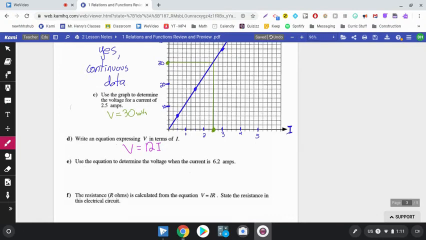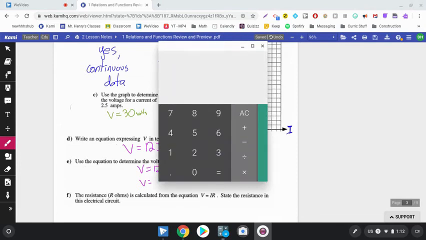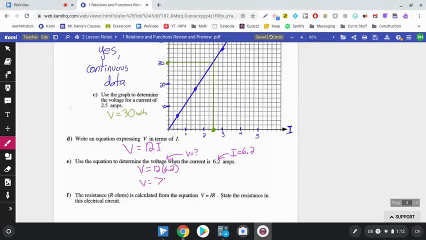And then it says, use the equation to determine the voltage when the current is 6.2. Okay, well, so 6.2, that's the amps. That would be your I equals 6.2. And the voltage is my question mark. Okay, well, I just used the formula 12I. Plugging in, I would put it in brackets. 12 times 6.2 equals 74.4 volts. So I could use an equation. I also could have maybe gone to my graph and did a little interpolation. Okay.